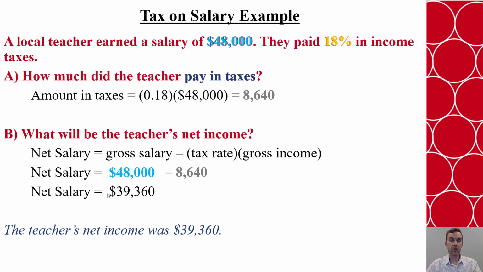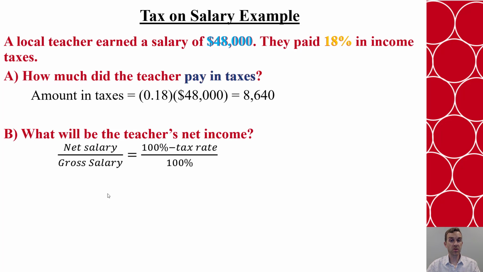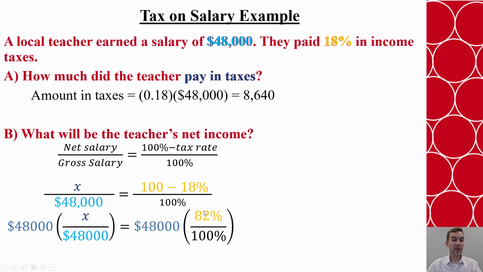as their net salary. Now we could also have done this with the proportional reasoning. Here, we don't know our net salary, but we know our gross salary is the $48,000, and we know the tax rate is the 18%. So we're going to subtract that and find our net salary. So really, they're making 82% of their gross salary is the way to think about this. We multiply both sides by the 48,000 and then multiply that by 82%, and you're going to get the exact same amount, $39,360. So it doesn't matter which of these methods we use as long as we pay attention to how the parts go together.